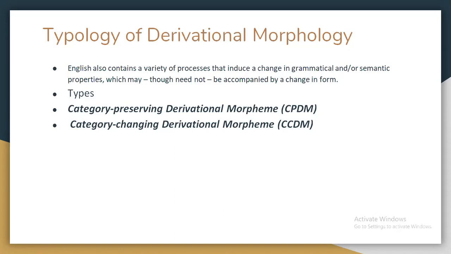Here, there are two possibilities. Listen to me carefully. In derivational morphology, we can derive words on the basis of two criteria. You can see here the types. Category preserving derivational morphology means you can form a new word staying in the same word class, or sometimes you can change the word class also.